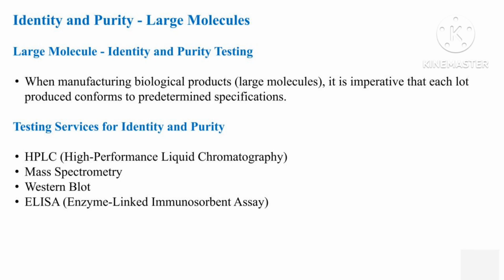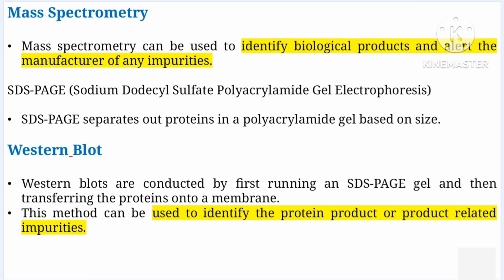Mass spectroscopy. Mass spectroscopy can be used to identify biologic products and identify any impurities. SDS-PAGE, sodium dodecyl sulfate polyacrylamide gel electrophoresis. SDS-PAGE separates the proteins in the polyacrylamide gel based on size.